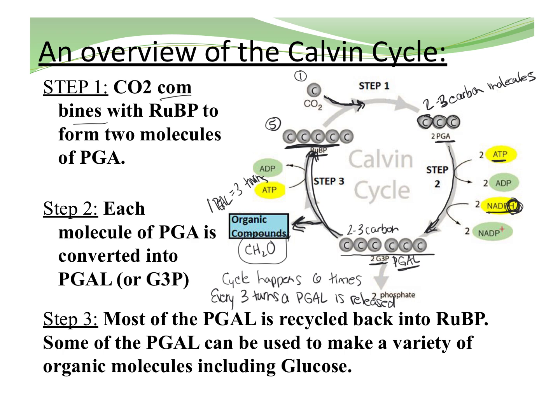3 cycles will give you 1 PGAL molecule. 6 cycles will give you 2 PGALs, which can be used to make 1 glucose. And that is why you need 6 carbon dioxides to make glucose, okay? Because this Calvin cycle has to go through 6 times, all right?